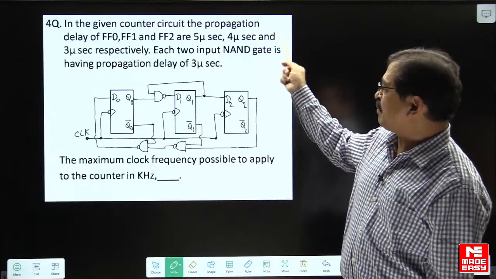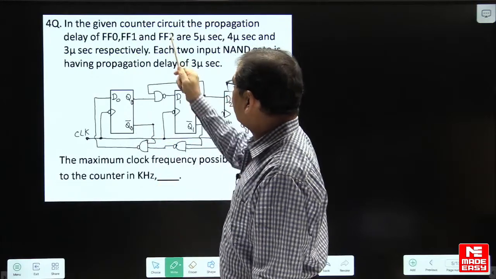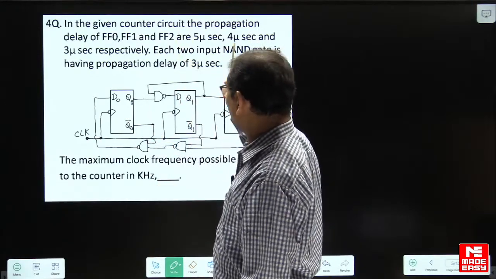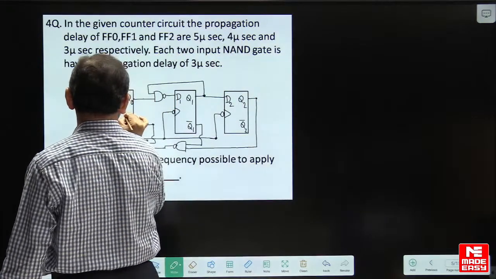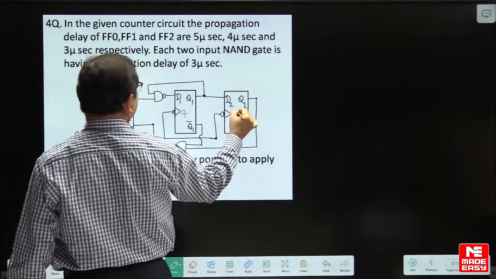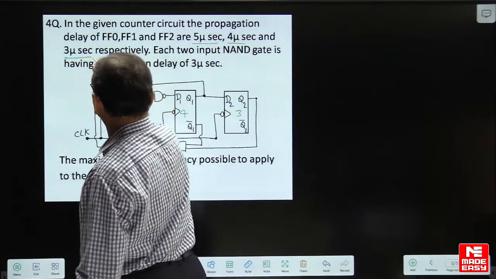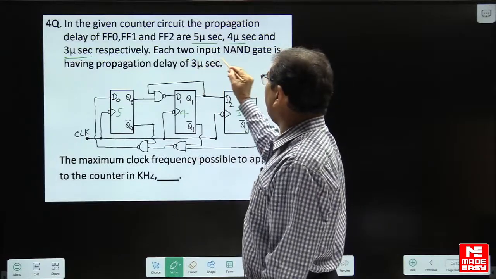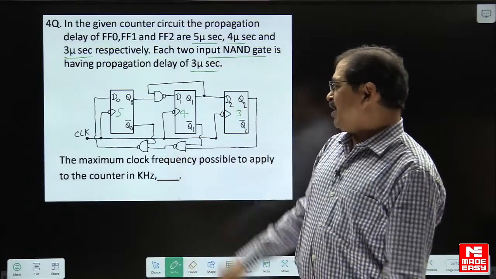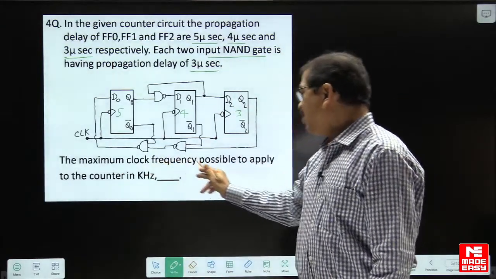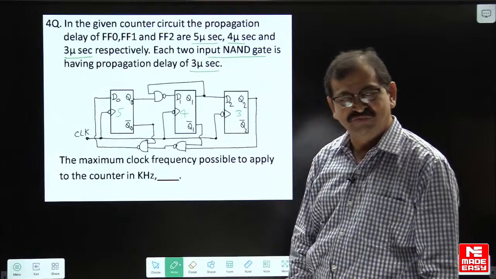In the given counter circuit, the propagation delay of flip-flop 0, based on the notation Q0, Q0 complement, is the flip-flop 0, this is flip-flop 1, this is flip-flop 2. These flip-flops have propagation delays of 5 microseconds, 4 microseconds and 3 microseconds. These are the values given in the statement of this question. And each 2-input NAND gate has a propagation delay of 3 microseconds. The numerical question is: the maximum clock frequency possible to apply to the counter, in kilohertz. It is also a very good question.